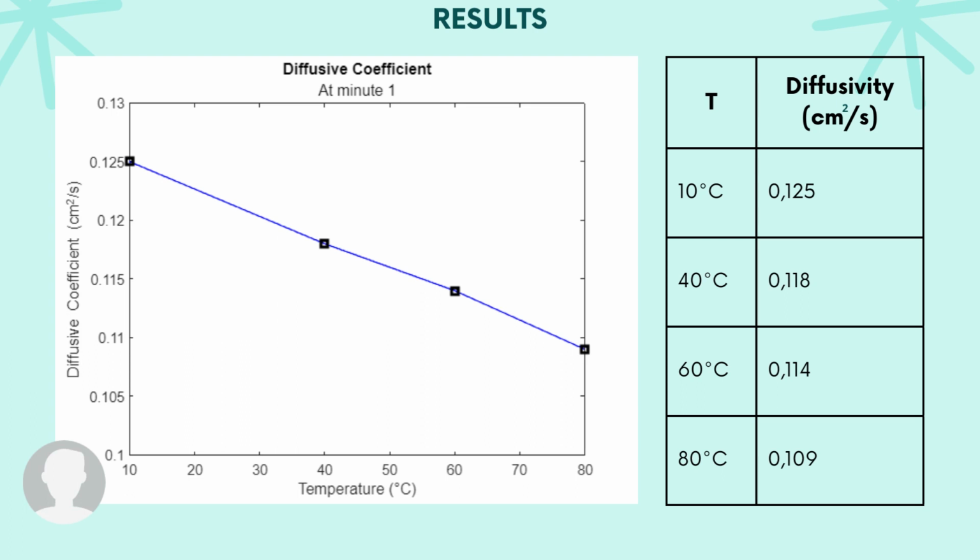At 10 Celsius degrees, the diffusivity in centimeters squared per second is 0.125. At 40 Celsius degrees it is 0.118. At 60 Celsius degrees it is 0.114, and at 80 Celsius degrees it is 0.109 centimeters squared per second.